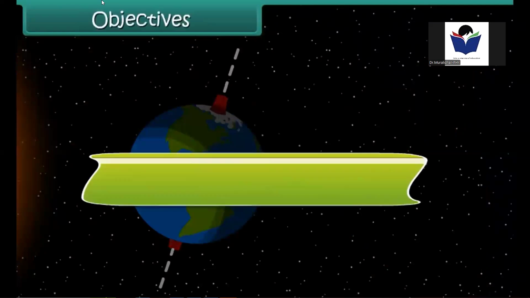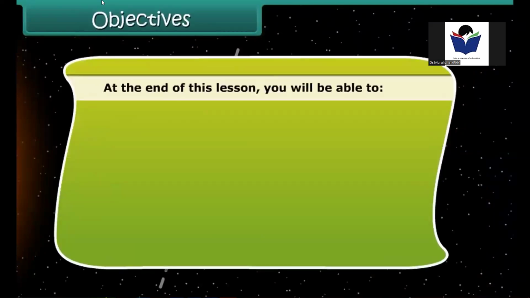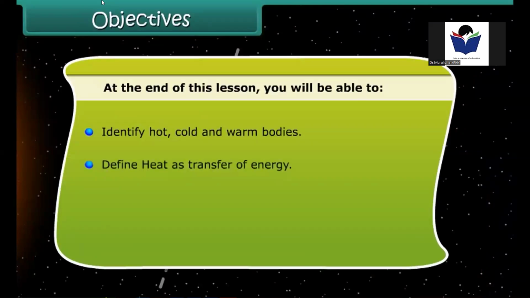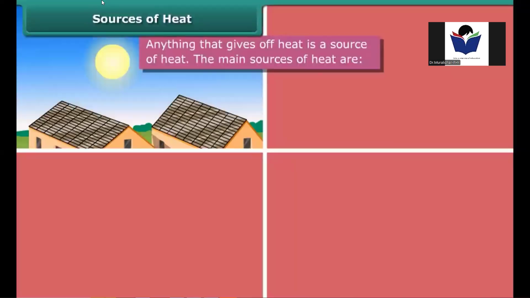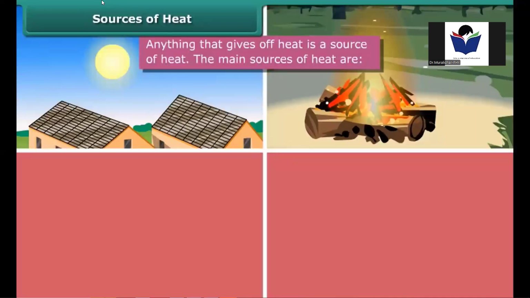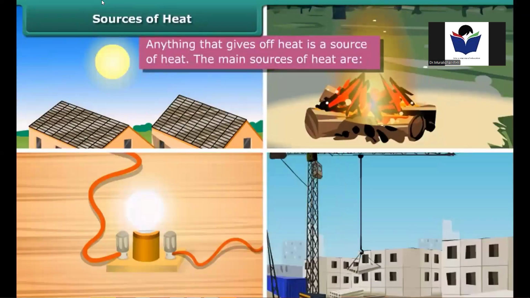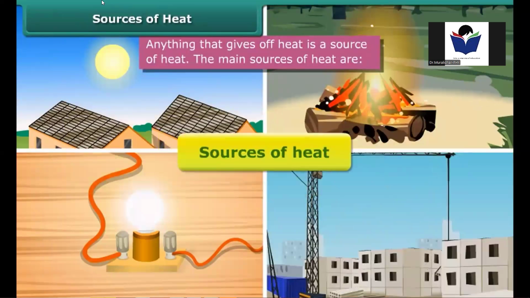Objectives. At the end of this lesson, you will be able to identify hot, cold, and warm bodies, define heat as transfer of energy, differentiate between heat and temperature, explain clinical and laboratory thermometer, and know that the sun, burning fuels, electricity, and mechanical work are sources of heat.